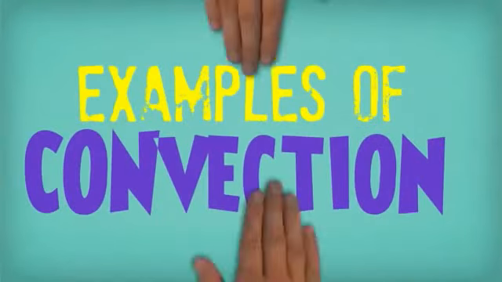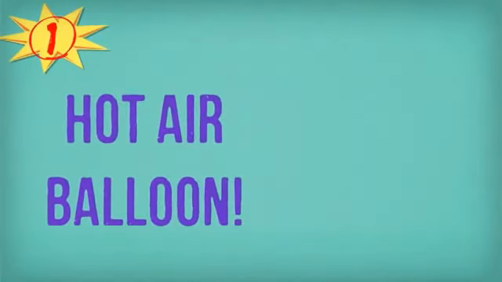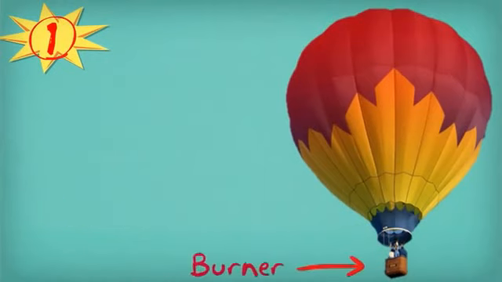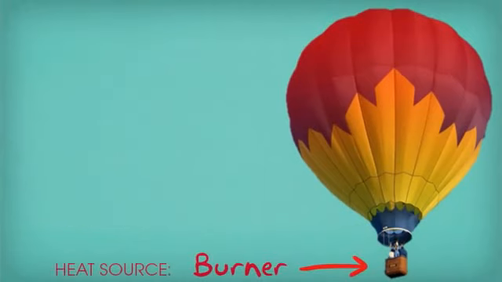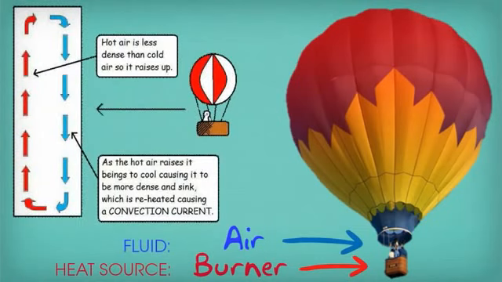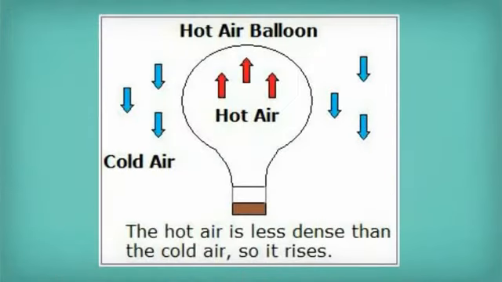Examples of heat convection: a hot air balloon. A burner at the base of the balloon warms the air inside. As the air warms up, it moves upwards, cools, and moves round in a circular pattern known as a convection current. When the balloon is full of hot air, it lifts off the ground because the hot air inside is less dense and lighter than the cold air outside it.